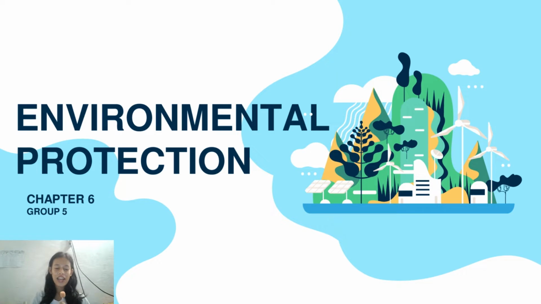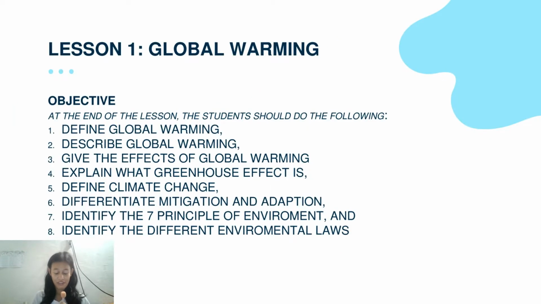So we're going to discuss Chapter 6, which is environmental protection. To start with, I would like to introduce the objectives of this chapter. This chapter only caters to one lesson, which is global warming. These are the following objectives of this chapter.